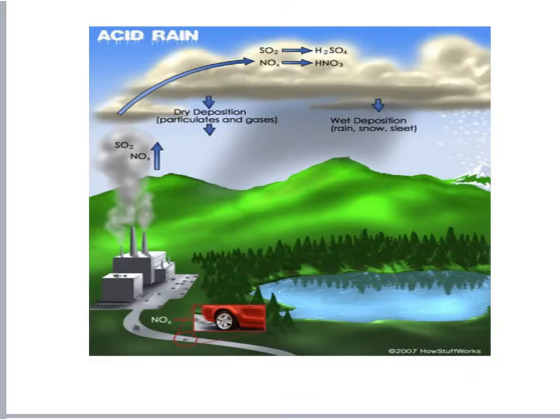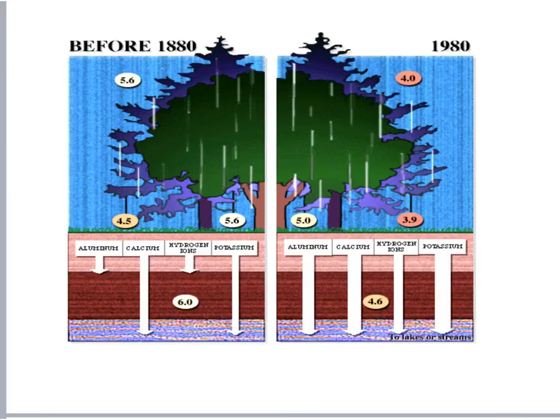Okay, so here's just a little graphic of how this happens. There's the smokestack, there's the sulfur oxide and nitrous oxide being added to the atmosphere. These condense to form clouds, and that acid's got to go somewhere, so it's falling down, and it's affecting plants, and it's affecting structures on the earth, which I'll show you in a second.